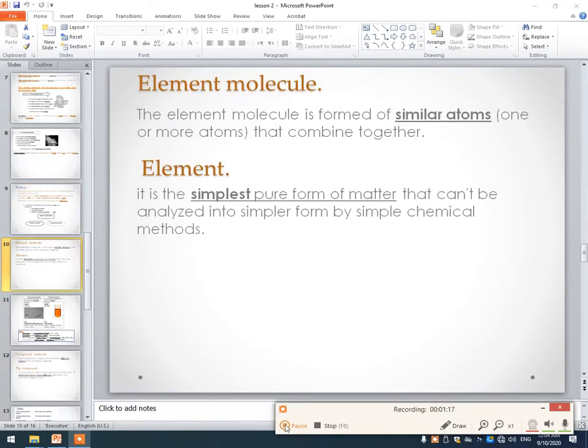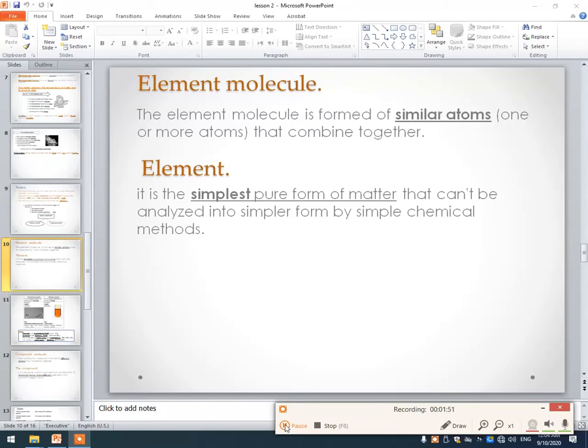Okay, before starting what's meant by the element molecule, you have to know, like you know before, that the molecule consists of atoms. So the question now, what's meant by element molecule? The element molecule is formed of similar atoms, one atom or more, that combine together. So the element molecule is a molecule that consists of similar atoms together, one atom or more.